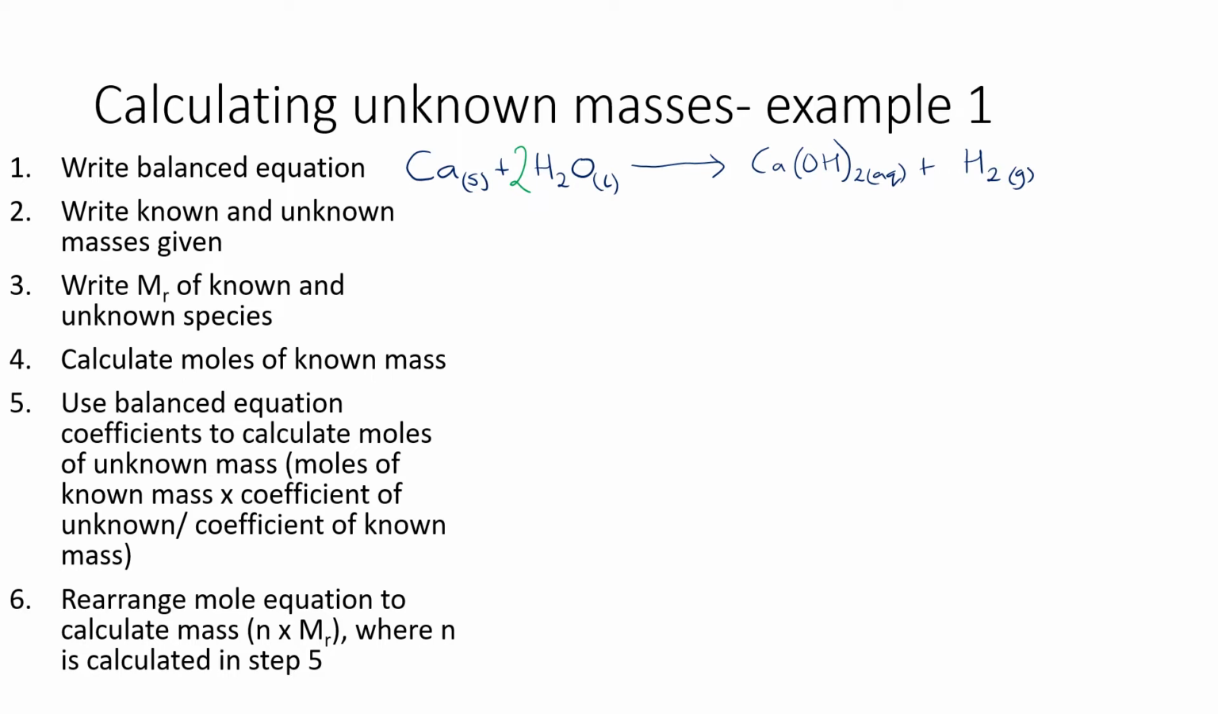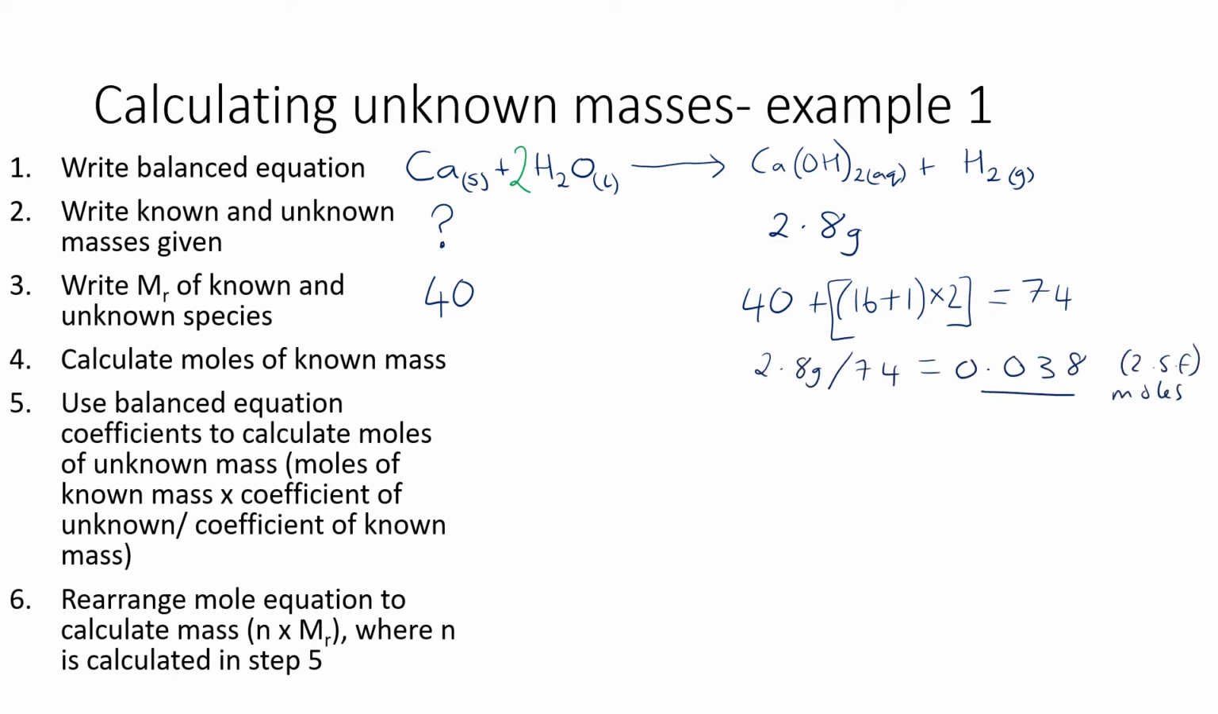Then I have to write down known and unknown masses that were given. So I've been given calcium hydroxide of 2.8 grams, and I've been asked to find out what mass of calcium needs to react to form that 2.8 grams. I now write down the molar masses of my calcium, which is unknown, and my calcium hydroxide, which I do know the mass of. So I've got 40 for calcium as the molar mass, and I've got 74 for the molar mass of calcium hydroxide.